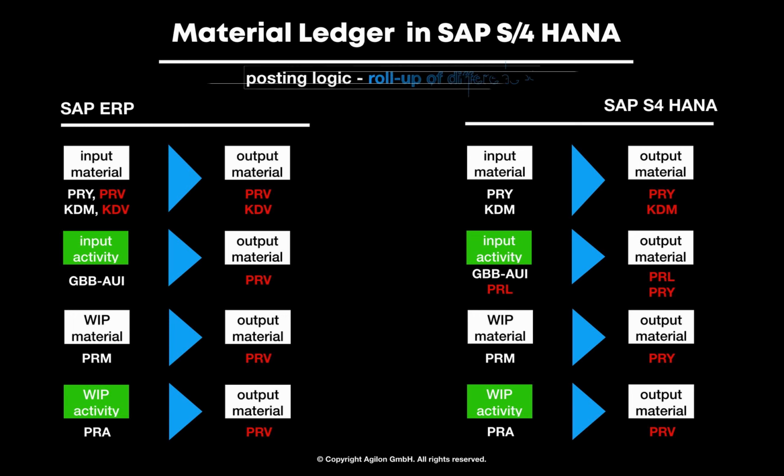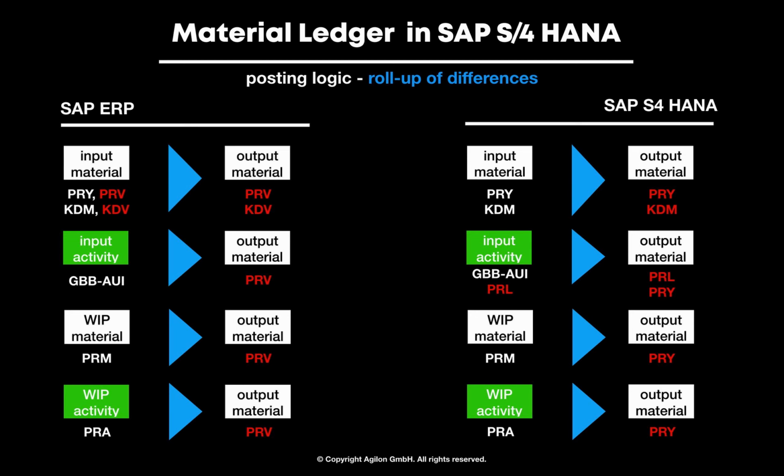The most important change in the posting logic of material ledger is the merging of single-level and multi-level variances. As we can see on the screen, the PRV and KDV transactions, single-level differences, are consequently removed from the posting logic in S/4HANA and replaced accordingly by the transaction keys PRY and KDM. With a roll-up of variances, the input material is credited to the PRY KDM account and the output material is debited also to a PRY KDM account.